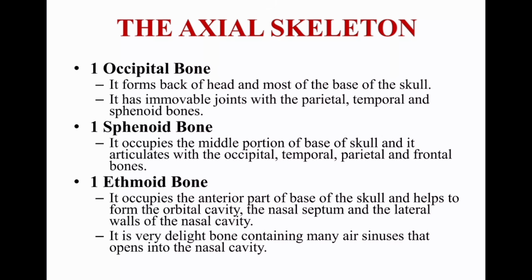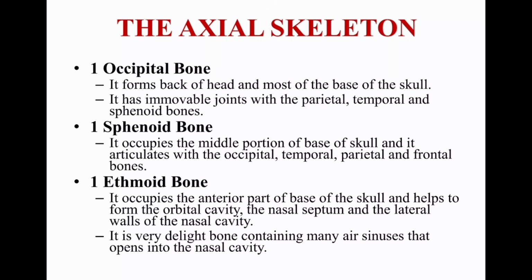Next is one occipital bone, one sphenoid bone and one ethmoid bone. The occipital bone forms the back of the head and most of the base of the skull. It is immovable and articulates with the parietal, temporal and sphenoid bones. The sphenoid bone occupies the middle portion of the base of the skull and articulates with the occipital, temporal, parietal and frontal bones.